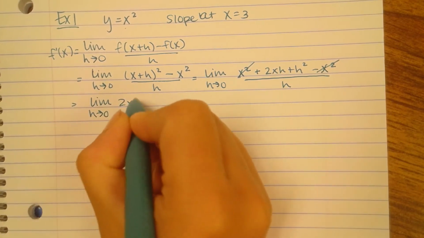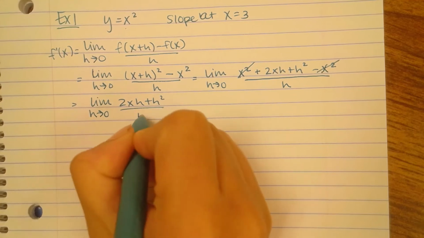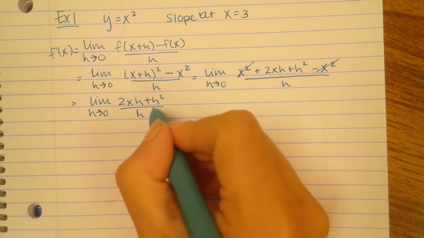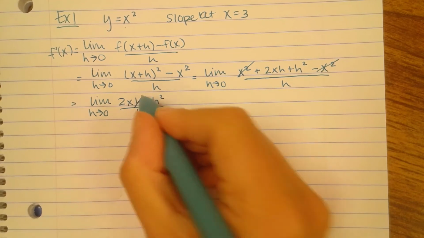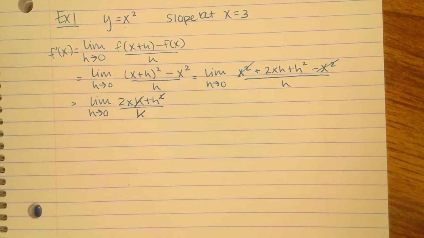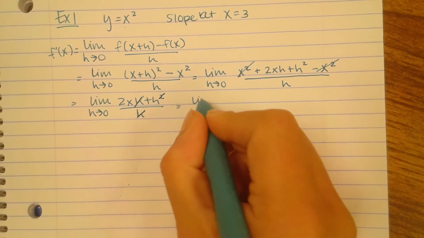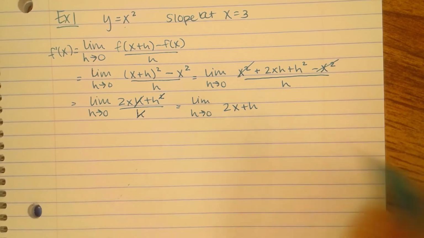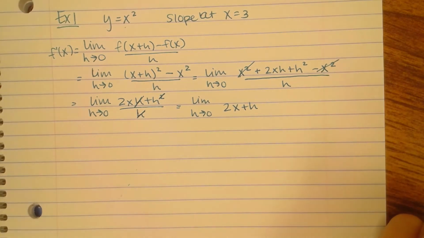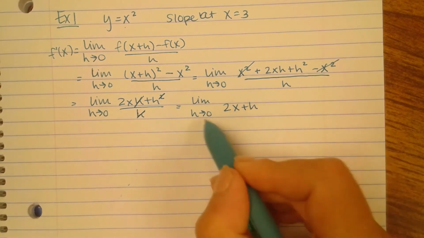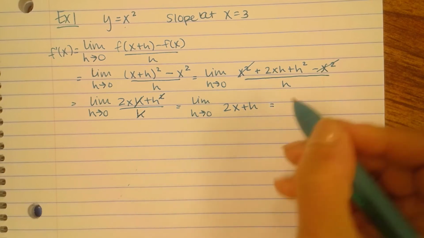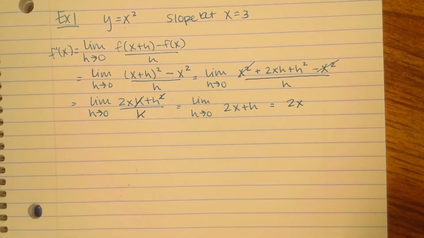If I have this in the numerator and this in the denominator, again, I can't plug in 0 yet, but I can factor out an h or cancel out an h from every term in the numerator with the denominator. And what's left then is 2x plus h. Now if I evaluate at h equals 0 and plug that in here, I don't have an issue. I don't have a 0 in the denominator anymore, so I'm good to go. I can evaluate and then I get 2x.